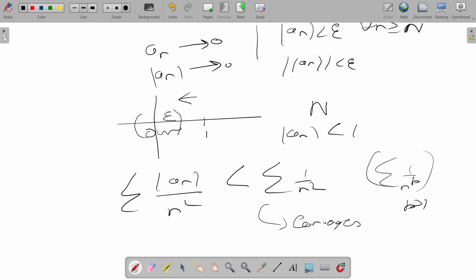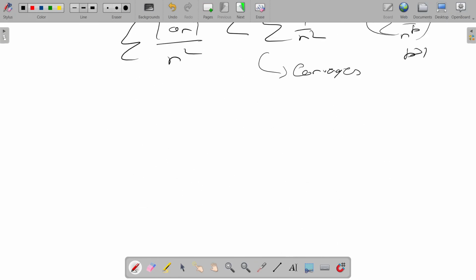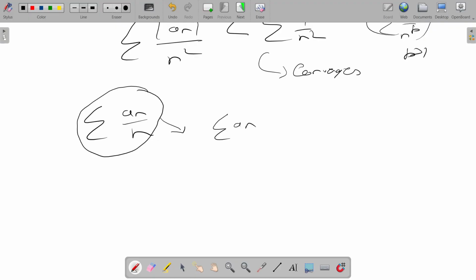Now what about summation of a_n by n? How to do this? My intuition is that it will converge, right? But to prove this, we can use either Dirichlet's test or Abel's test. We have to see which one applies here. We know that summation of a_n converges, because it's given that this converges.